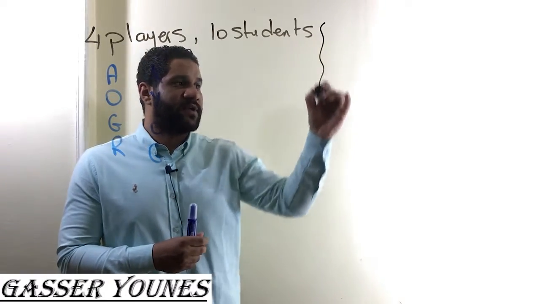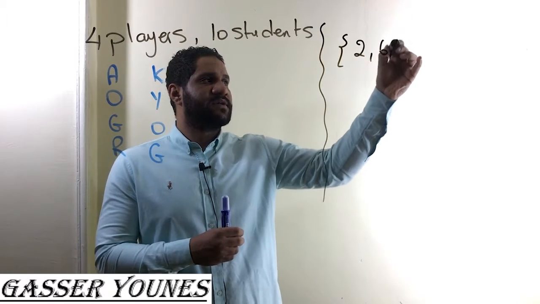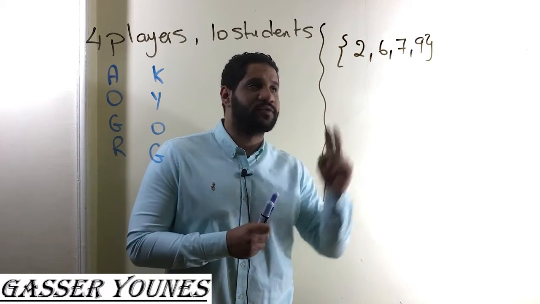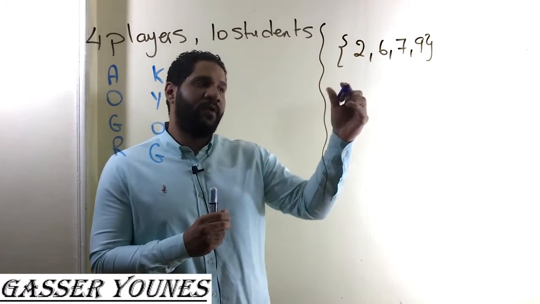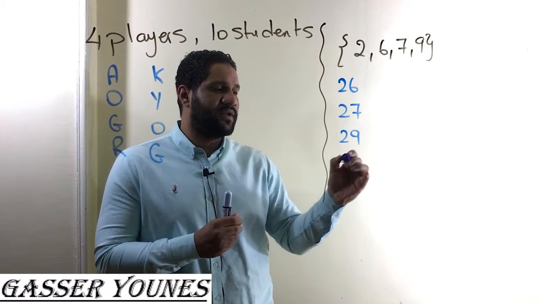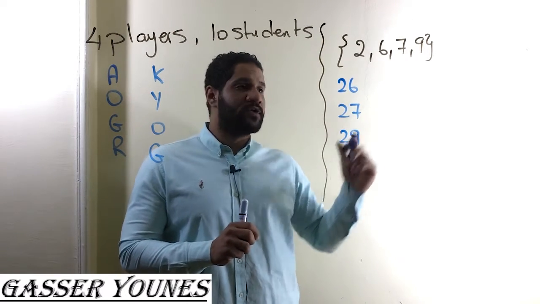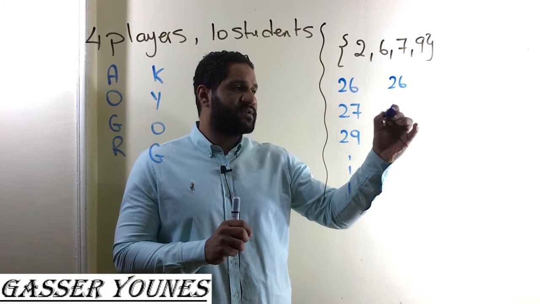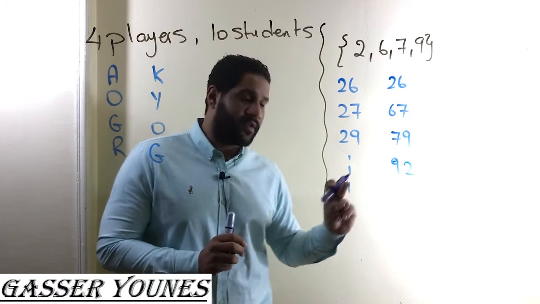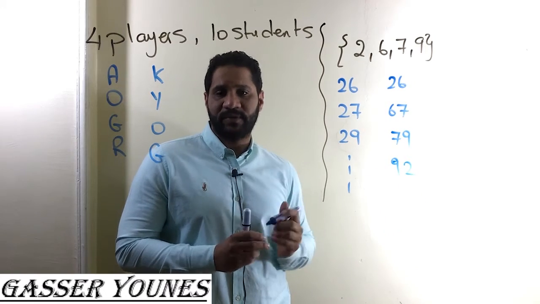Also, let me give you another example. If I have 4 digit numbers like 2, 6, 7, and 9, and I want to form a number consisting of 2 digits, how many outcomes can I get? It may be 36 or 27 or 29 and so on. Or I may ask you to find 4 different numbers. So it may be 26, then 67, then 79, then 90, and so on. This differs from this. What will show me how many outcomes I can get is the counting principle rules.